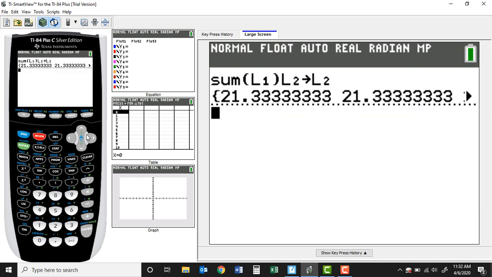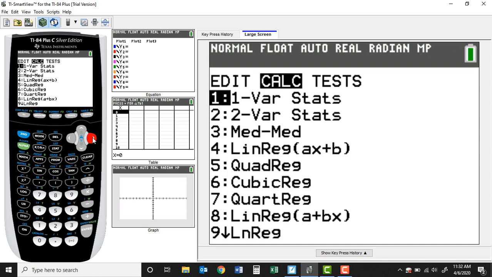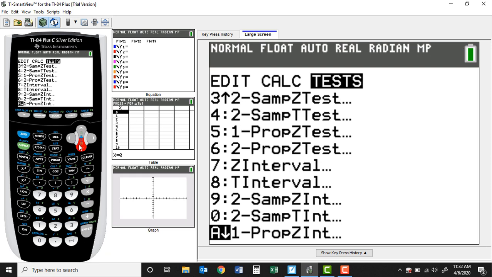And the way that we get to our goodness of fit test, we do stat, tests, and we just go down our list. You see all these tests that we've been running for a very long time. We're going to go down here to our chi-squared goodness of fit test.